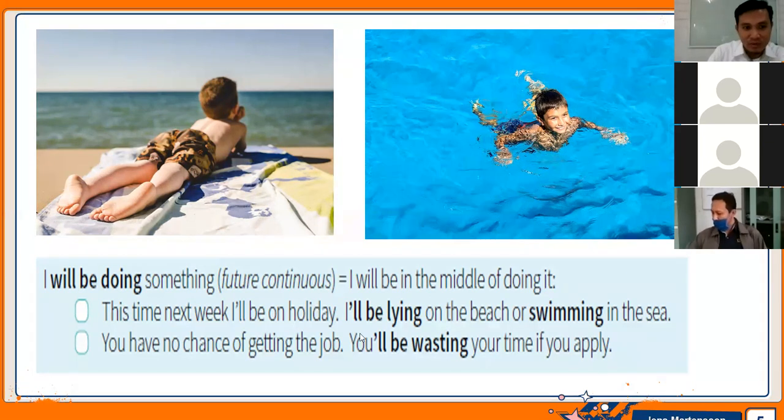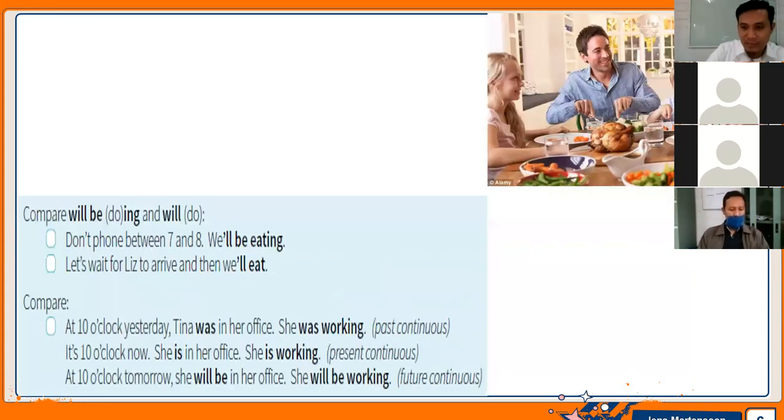Okay, so these are future continuous tense, right? Okay, so feel free to ask if you have a question. Okay, this is another example. Let's compare will be doing and will do. So what is the difference? Last week we studied simple future tense, and now we are studying future continuous tense. So what are the differences between them?